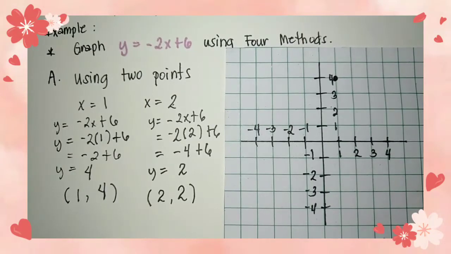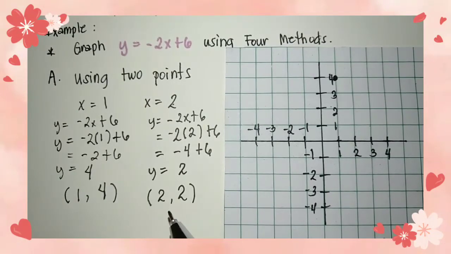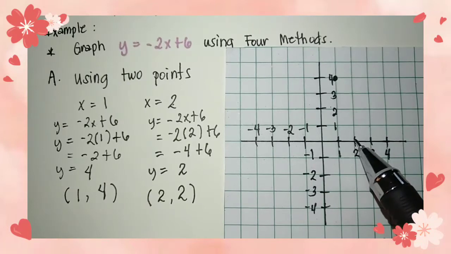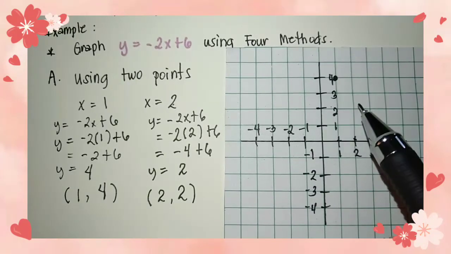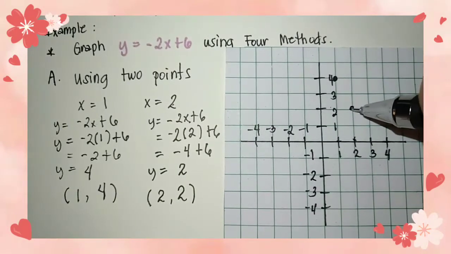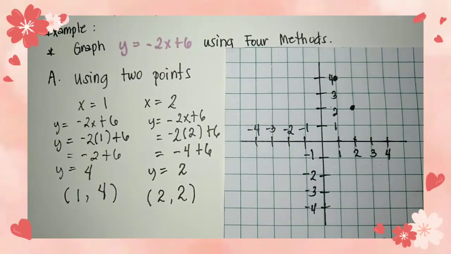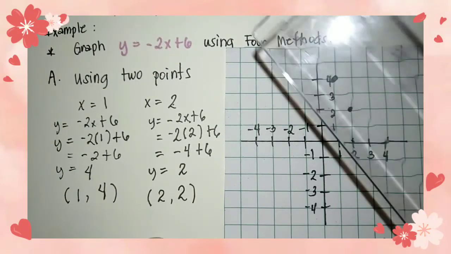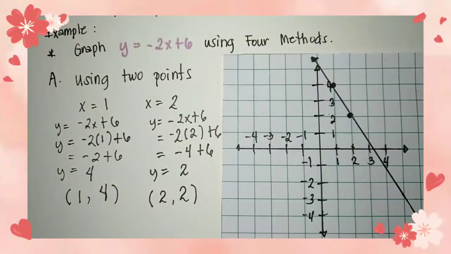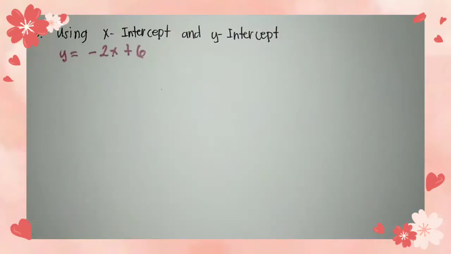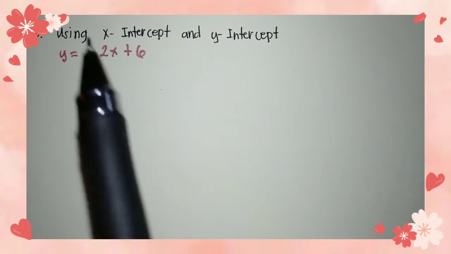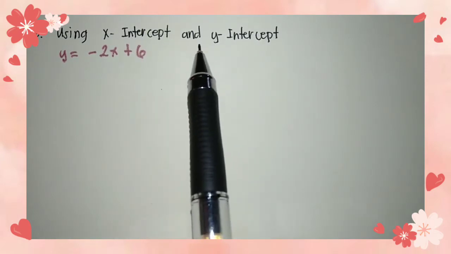Alright? The next thing to do is to graph positive 2 and positive 2. Since you have here a positive 2, and of course, positive 2, so nandito siya. Then, right after that, i-connect lang natin, enable for us to draw a line. Okay, so that's it. Yan na yung ating first method, which is graphing a linear equation using 2 points. Ngayon, gagamitin naman natin yung x-intercepts and y-intercepts, or mag-graph tayo ng linear equation using x-intercepts and y-intercepts.